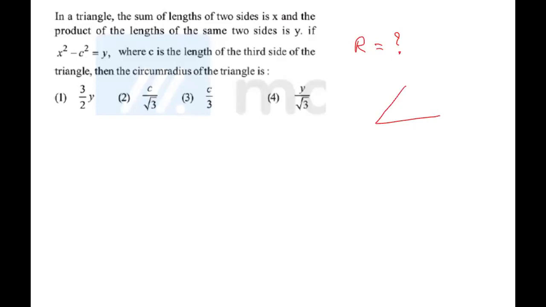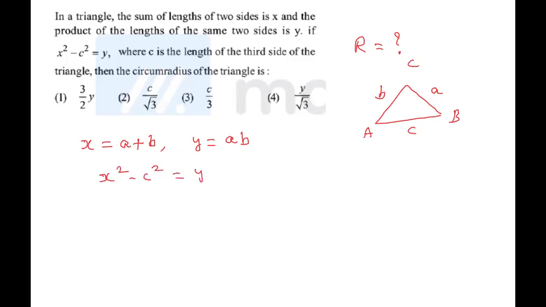Take one triangle. This is a triangle. Now this is A, this is B, this is C. So small a is opposite to capital A, and similarly for capital B and capital C. Observe the question. c is the third side, already given. x is equal to the sum of two sides, given. y is equal to the product of the same sides, given. And they have given one condition: x square minus c square is equal to y.